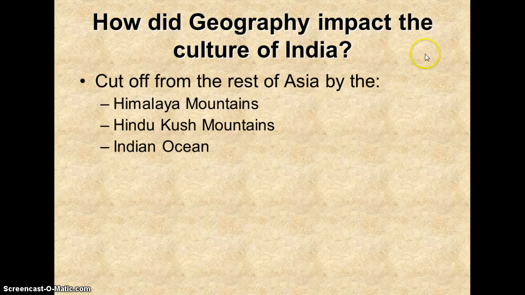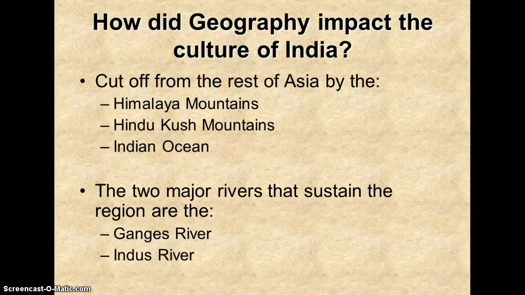The Himalaya Mountains, right here, are the highest mountain chain in the world. They also have the highest mountain in the world, Mount Everest. It's 29,028 feet tall. And coming out of these mountains are two big rivers, the Indus River and the Ganges River. They sustain, or make livable, an area of 1,700 miles. And there they are, the Ganges and the Indus, the two main rivers in India.